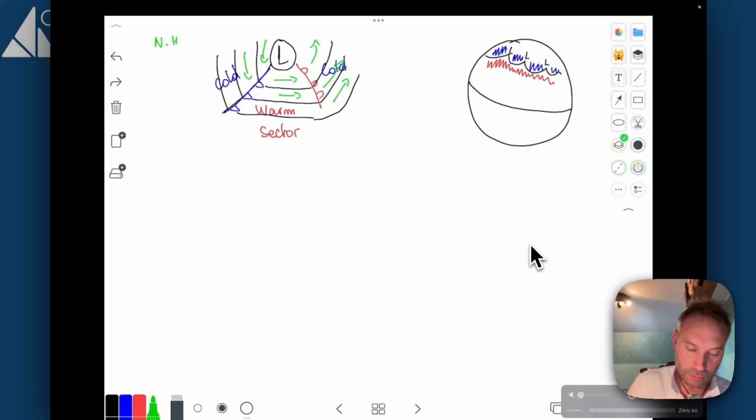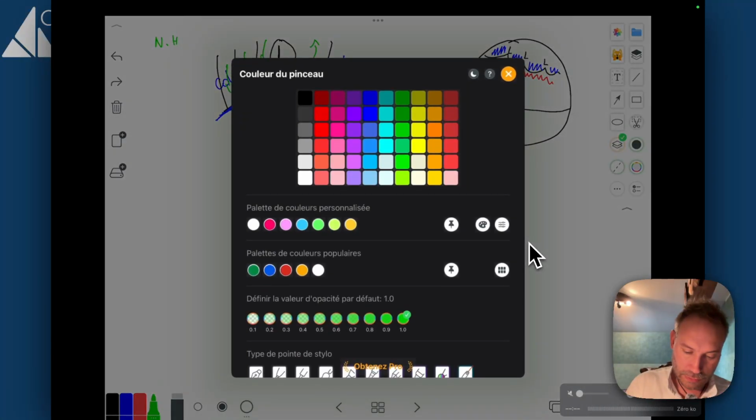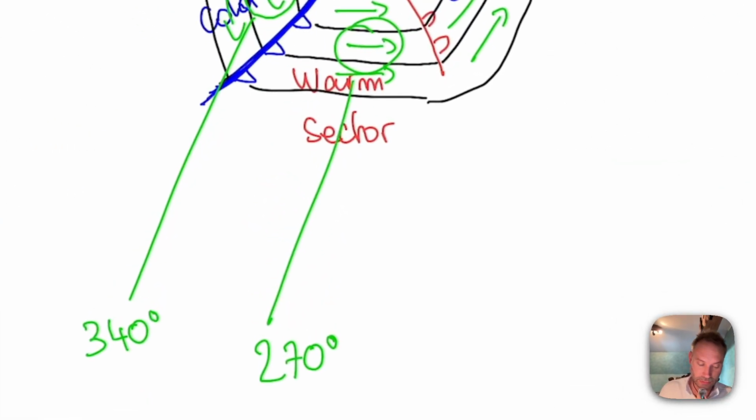If we analyze in more detail the direction of the wind before and after the cold front, which is this one, we can see that we have a wind here in the warm sector that is coming more or less from, let's say, 270 degrees. And after the cold front has passed, on my little drawing the wind is coming from 340, for example. So from 270 to 340, we can see that when the front has passed, the wind veers.